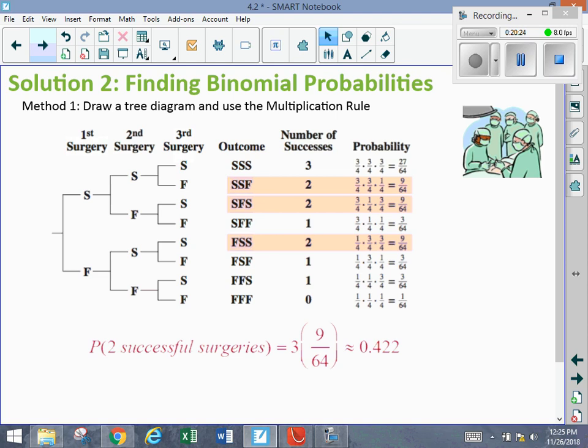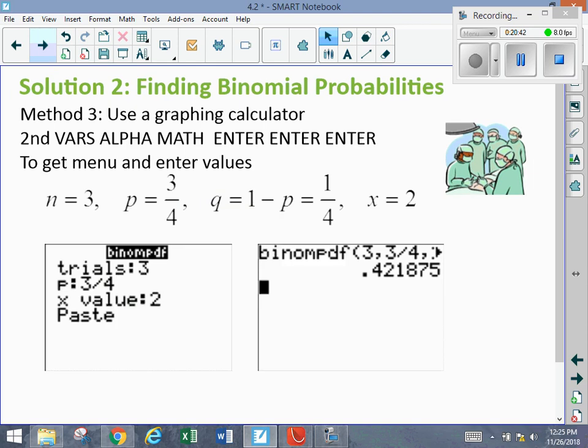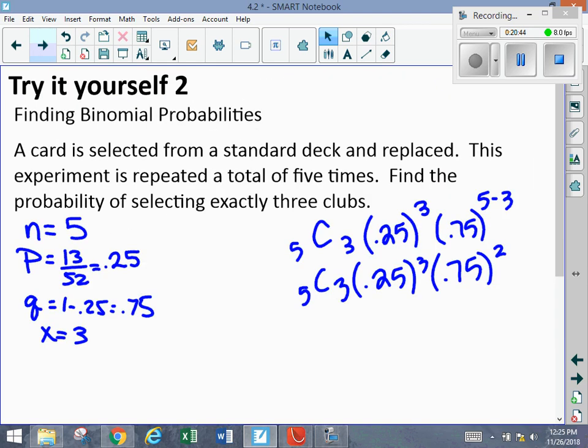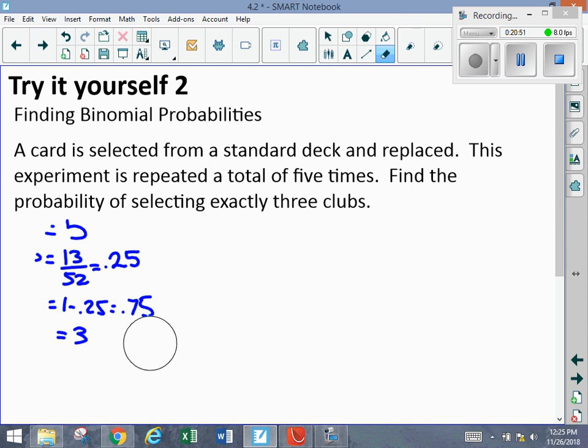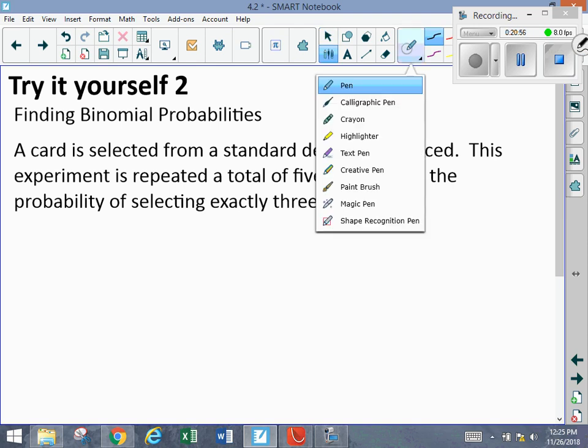So we use the calculator. Another method of doing this would be to draw a tree diagram. That does not sound that awesome, right? Another method would be to use the formula. Also does not look that awesome. The calculator is definitely the most efficient way to do this. All right. So that's the way we're going to go with. We're going to go with the calculator method.